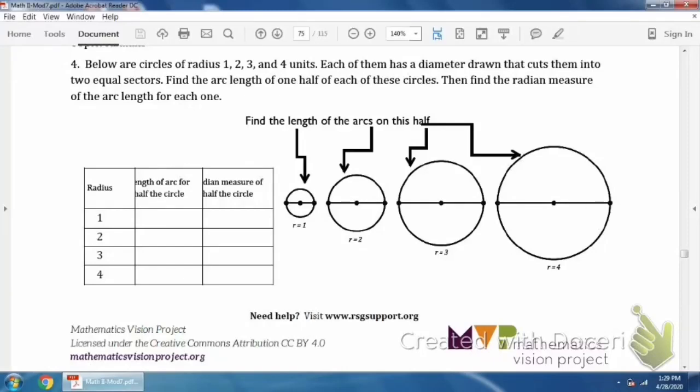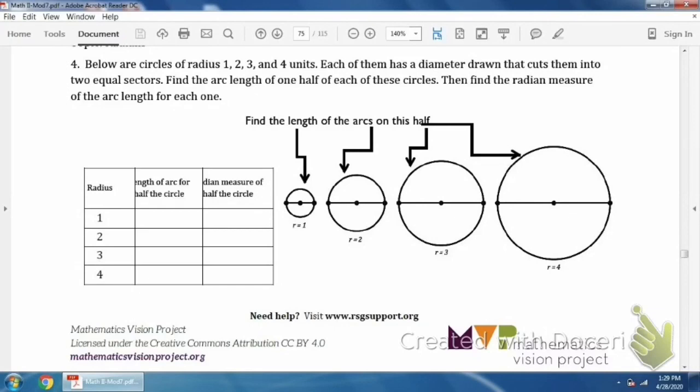Okay, so now to actually start doing the set. Okay, so right here, on number 4, they give you 4 circles. One has a radius of 1, the other ones have a radius of 2, 3, and 4. They say that each of them has a diameter drawn that cuts them into 2 equal sectors. So they're a diameter, we're cutting it in half.